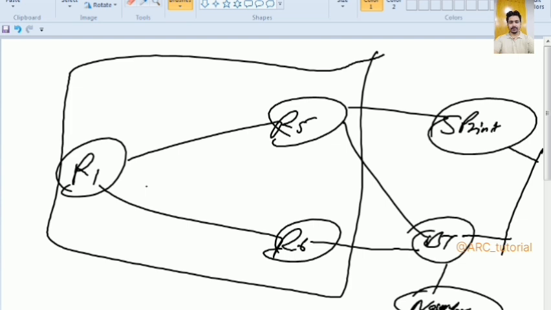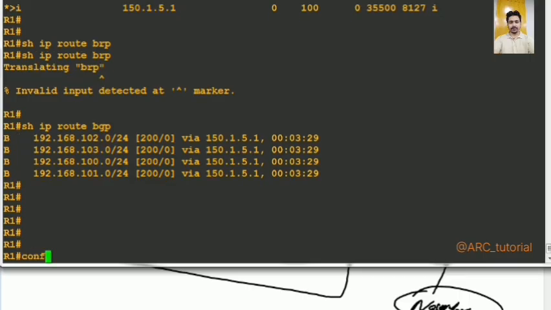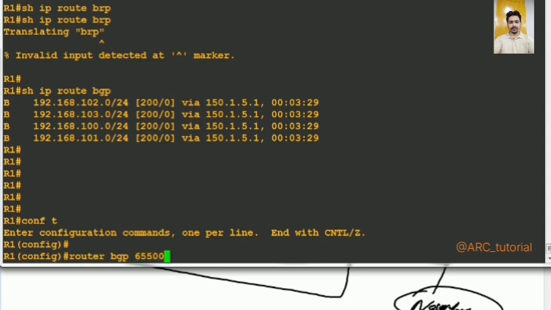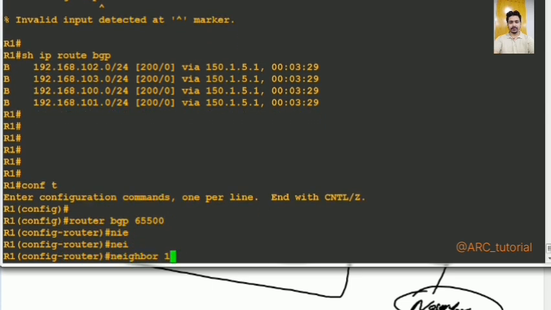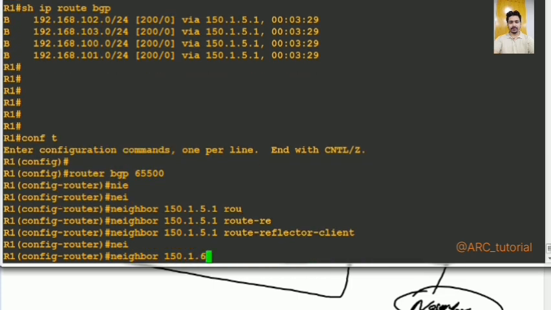So to solve this problem, what can you configure? You can configure this R1 as route reflector. So you do one thing, configure this R1 as route reflector and configure this R5 and R6 as a client. So of course now route reflector can exchange prefixes in between two different clients. So do one thing, move back again on R1 and configure router BGP 65500, say neighbor 150.1.5.1 and then neighbor once again 150.1.6.1.